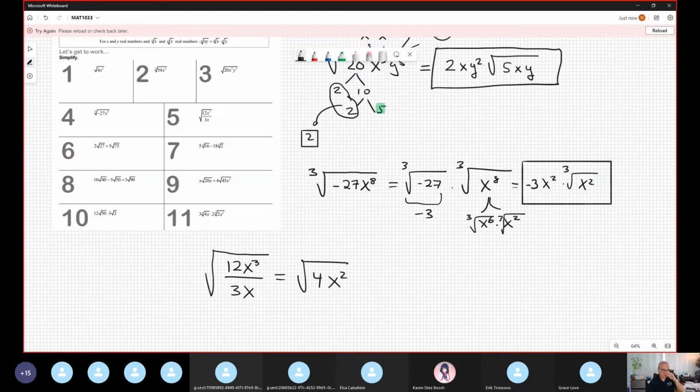So you see if it's possible to simplify. If it is not possible, you separate it. Now this is 2x, because the square root of 4 is 2 and the square root of x to the second power is just x.